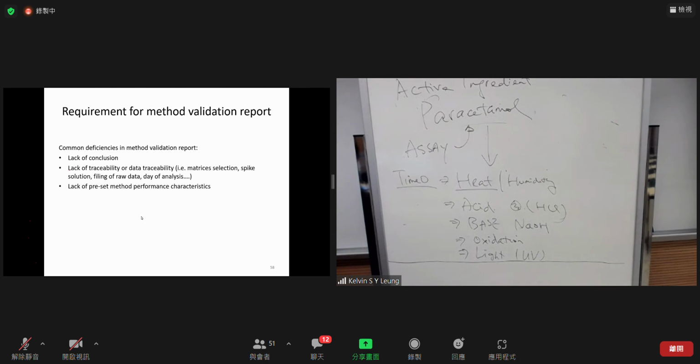In some method validation reports, as I've repeated and repeated, they lack the conclusion. So make sure you include your conclusion in your reports, and some of them miss data that should be included. All the raw data should be included: the sample weight, the dates, etc. This is very crucial. When the auditors perform the audit and you submit your method validation reports, they will check all these items as well.